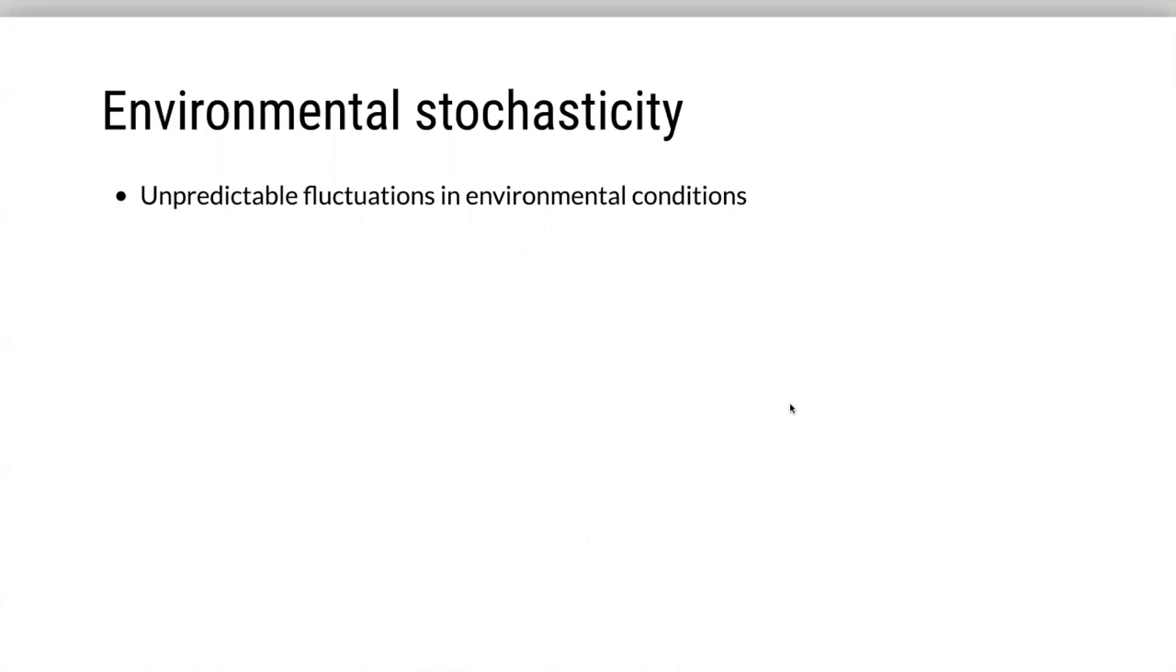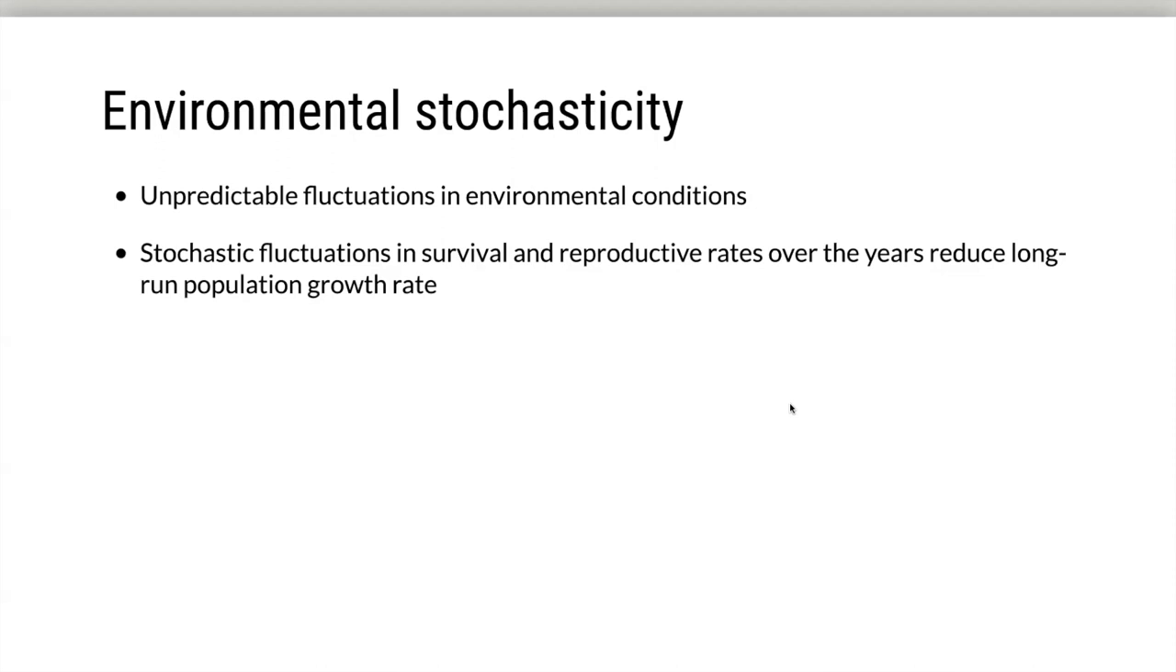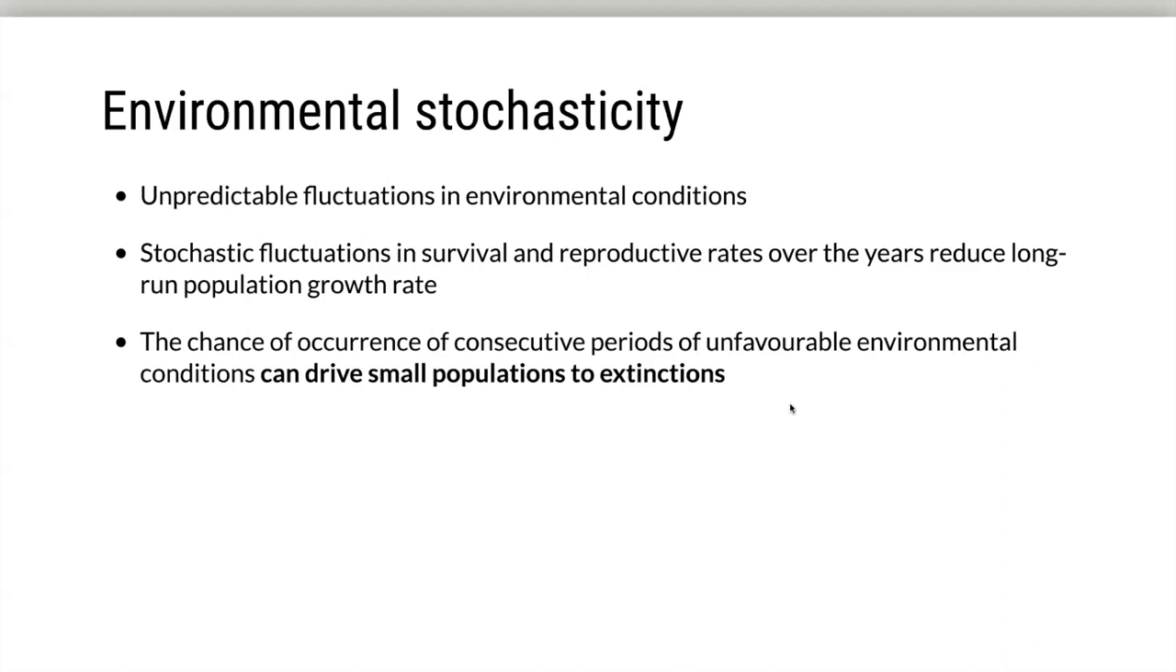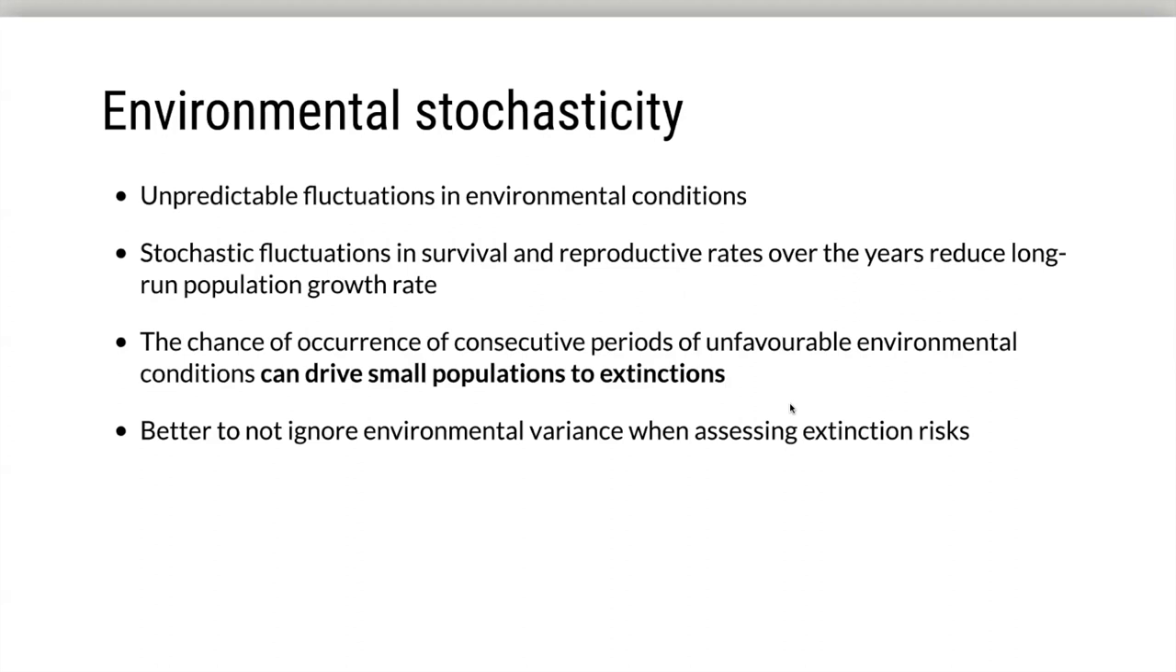So now we're running a stochastic PVA, in which we include environmental stochasticity, so random fluctuations in environmental conditions from one year to the next. What happens in reality is that because some years the conditions are a bit better, or just because of the structure of the populations in terms of age and size, survival rates and reproductive rates can be a bit better or less good in certain years. And imagine you can have a series of unfavorable environmental conditions in a row that could potentially drive small populations to extinction. So as I just said before, it's better to not ignore environmental variance when we're trying to assess extinction risk. And this is especially important for small populations.